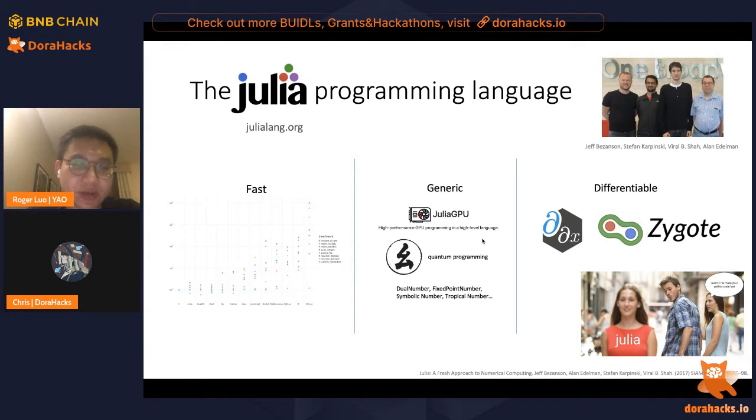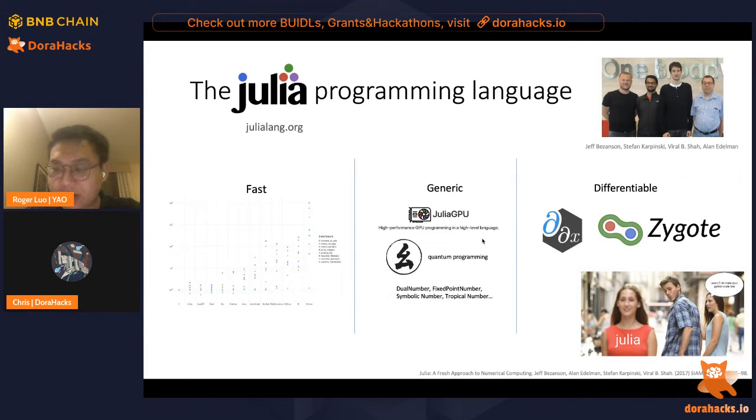By fast, it means we can achieve performance on par with pure C programs. And also the programs are generic. Our simulators and the whole framework is generic, which means you can insert different kinds of algebras of the primitive types. For example, the dual number type can directly give you forward mode differentiation. The symbolic number can give you a symbolic calculation on the quantum circuit. Plus, this allows us to support GPU programming in a high-level language very easily.